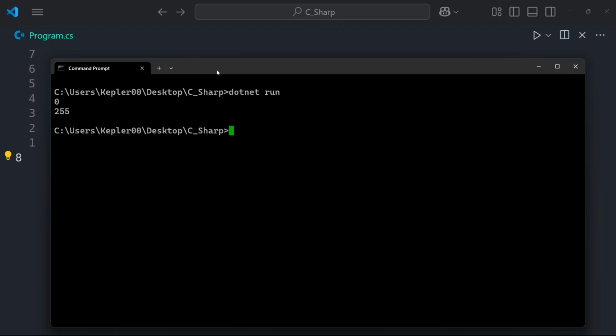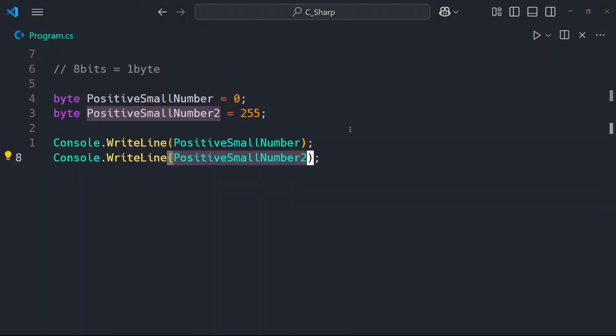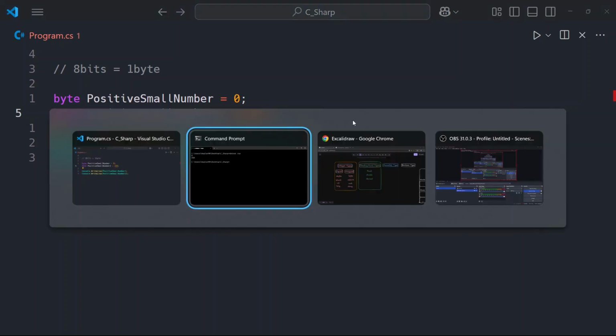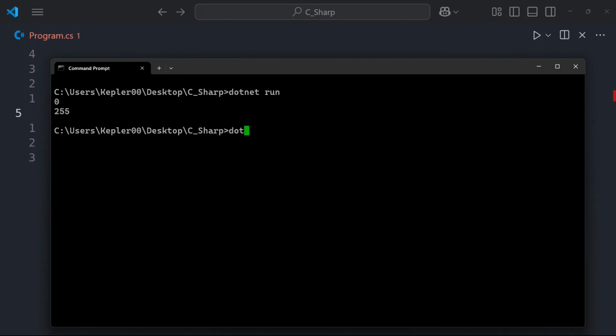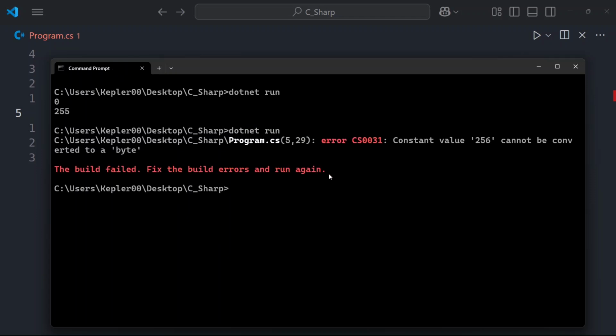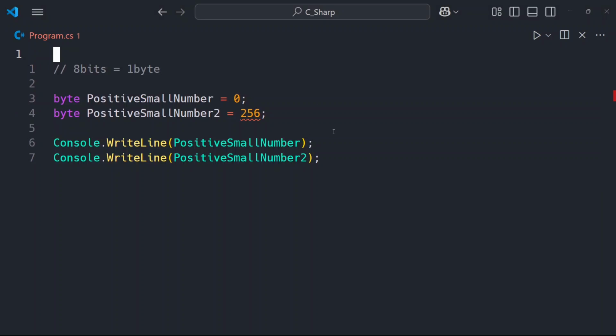You can use bytes mostly for binary data and file input and output, as well as network protocols. Don't go over 255. Anyways, it's gonna warn you. And if we try to run it, it's gonna scream. It's gonna scream at us.